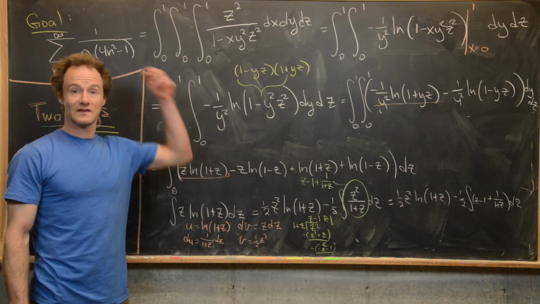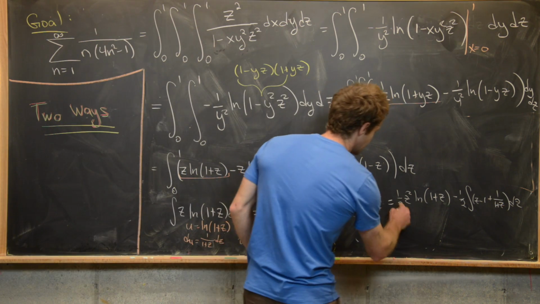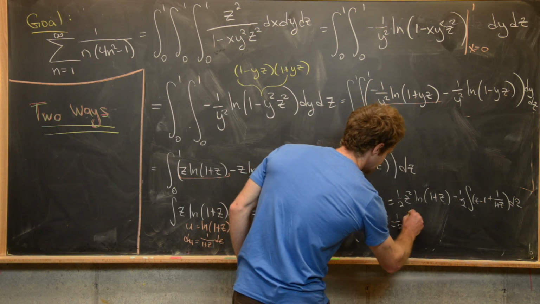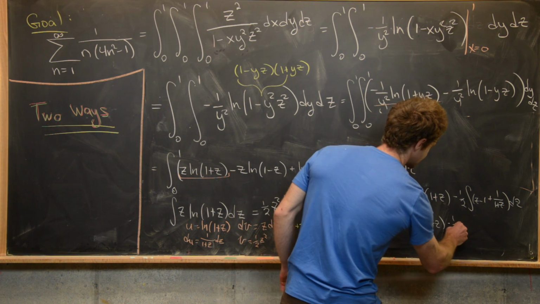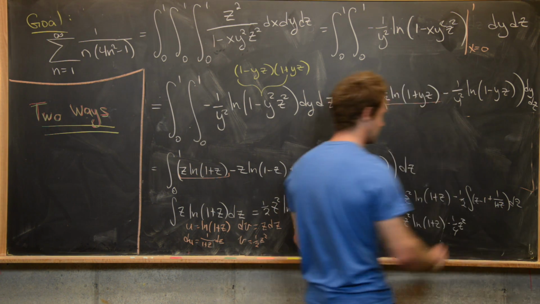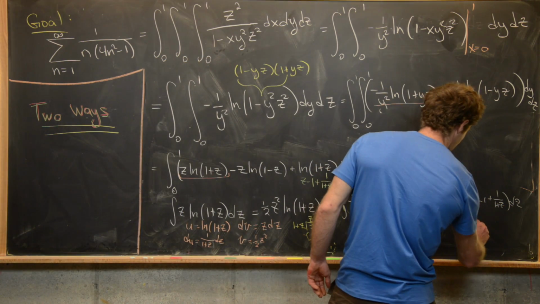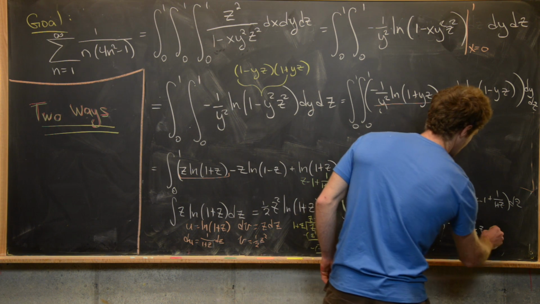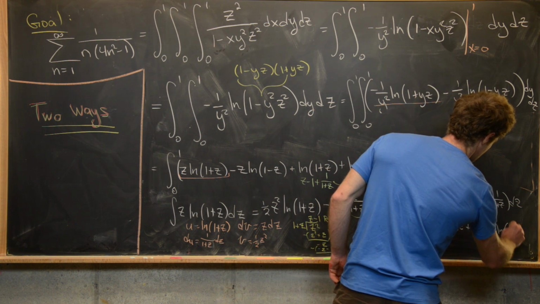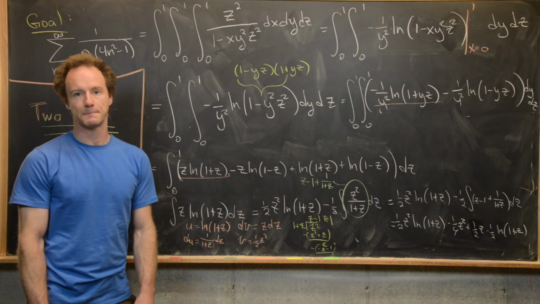And now that last antiderivative is not so bad. So let's see. This is just going to come down to half z squared natural log of 1 plus z, and then we're going to have minus quarter z squared, again from the half times half, and then plus 1/2 z, and then minus 1/2 natural log of 1 plus z. So those are all of our parts right there.